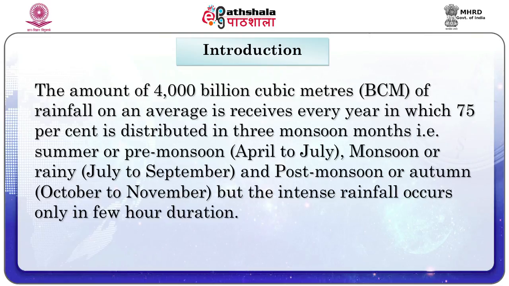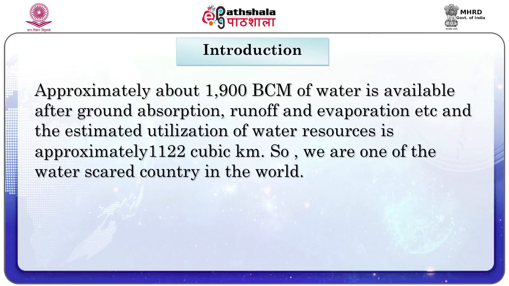The amount of 4,000 billion cubic meters of rainfall on average is received every year, in which 75% is distributed in 3 monsoon months. Approximately 1,900 BCM of water is available after ground absorption, runoff and evaporation, etc. And the estimated utilization of water resources is approximately 1,122 cubic kilometers. So, we are one of the water-scarce countries in the world.